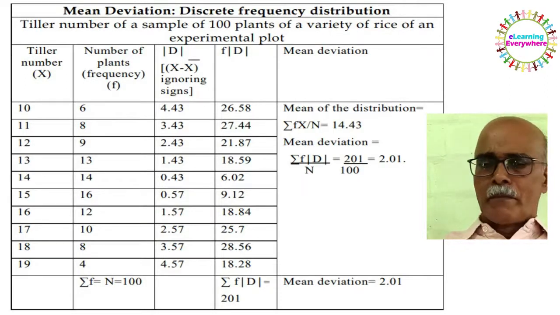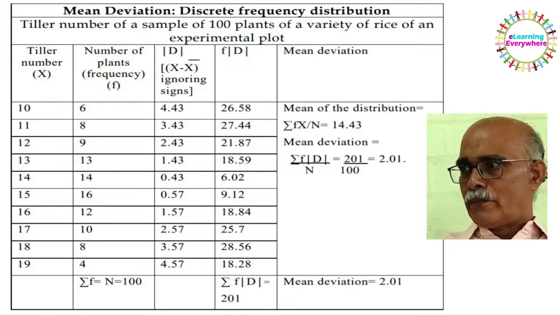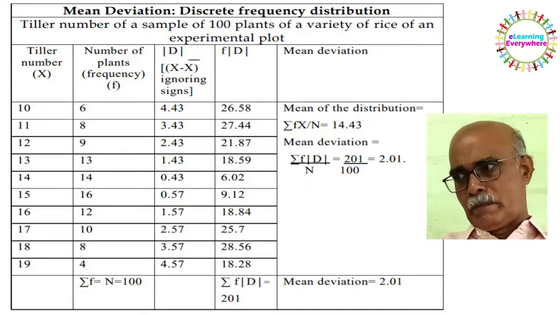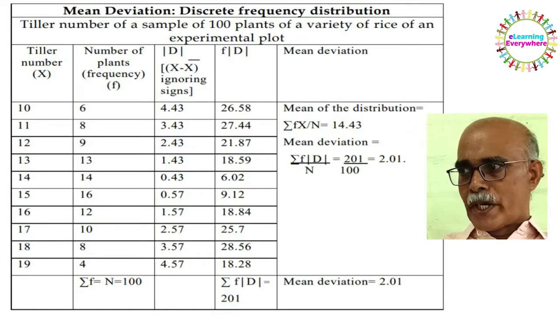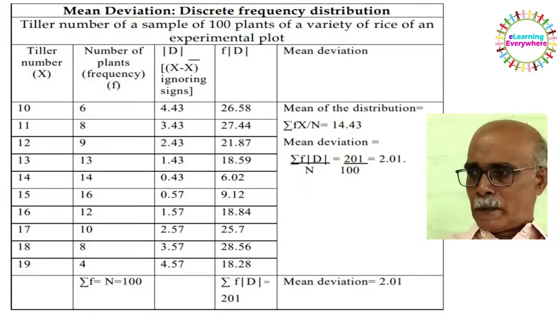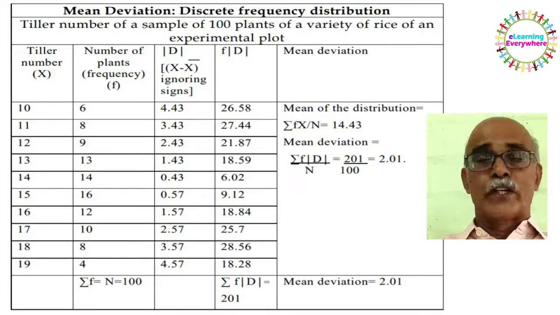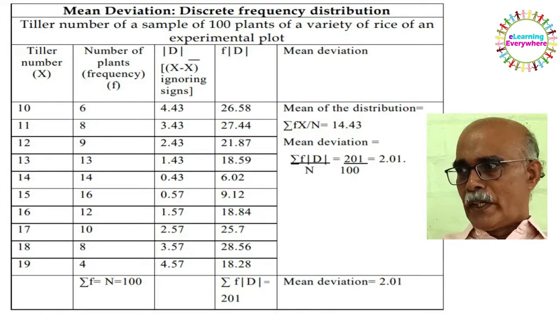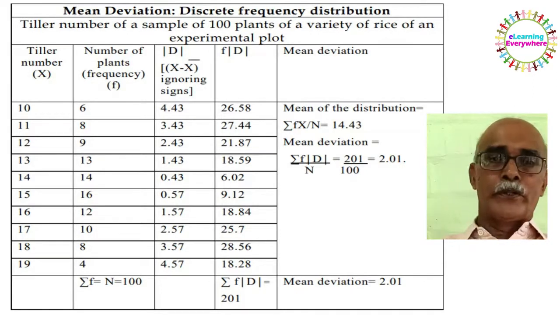And in this case, as it's a frequency table, each value of x is having several frequencies, which means each value of d is also having a different frequency. For example, the first value of d is represented 6 times, the second value of d is represented 8 times, the third value of d is represented 9 times, like that. So you have to multiply d with its frequency, or you have to find out FD. So the next step is to find out the FD. So FD is calculated in each case by multiplying the frequency with the value of D corresponding to it.